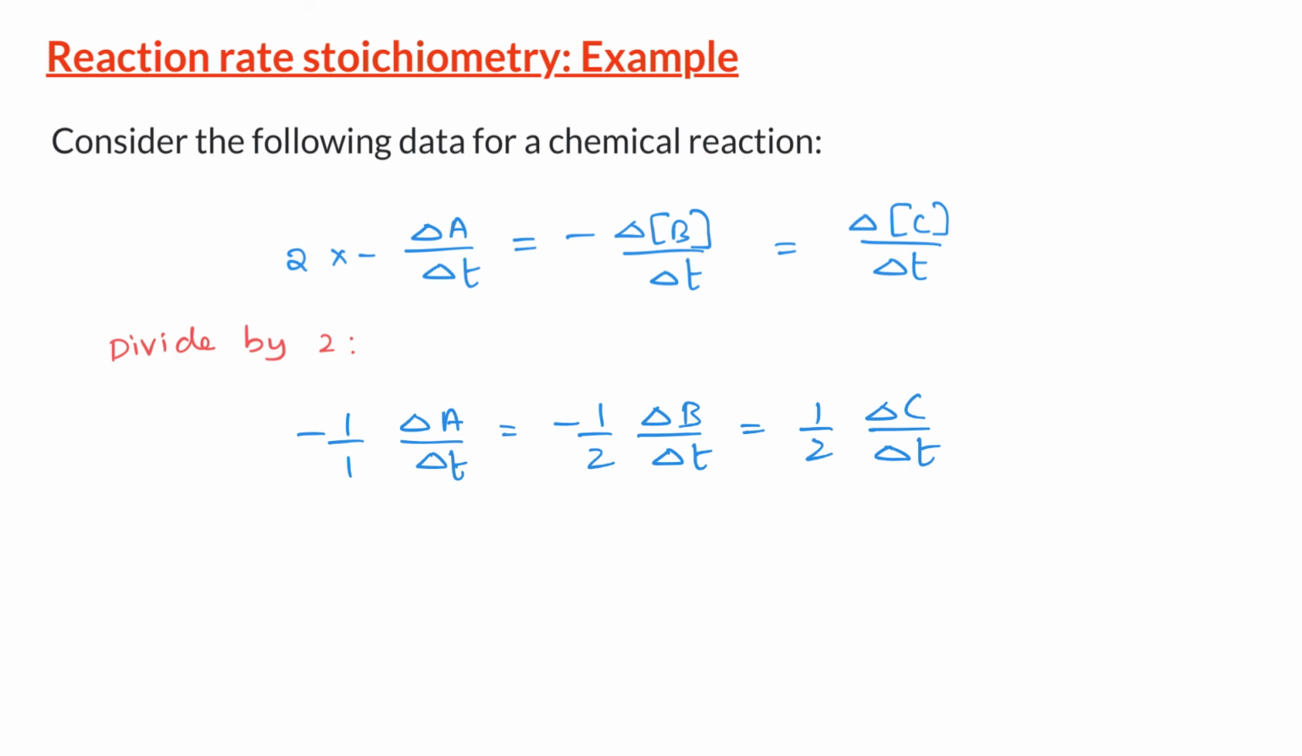The stoichiometric coefficient of A is the denominator here, which is 1, and the stoichiometric coefficient of B is 2, and the stoichiometric coefficient of C is also 2. Therefore, the stoichiometric equation is A plus 2B gives 2C.